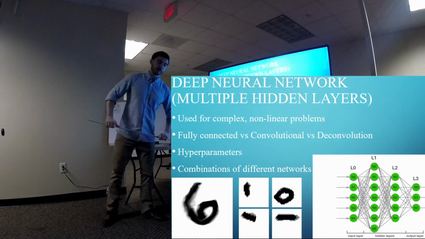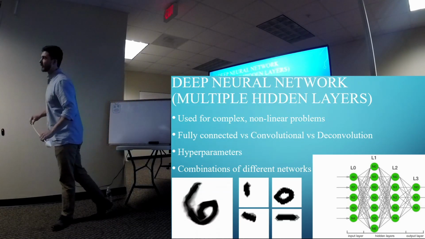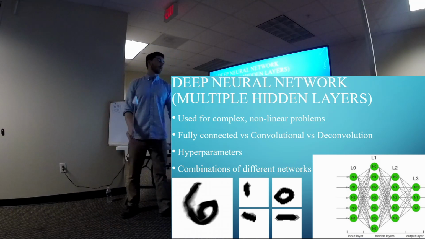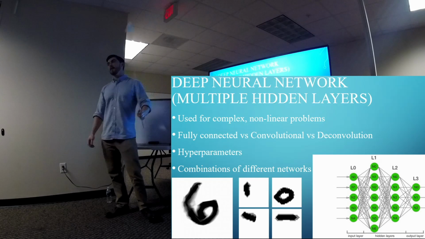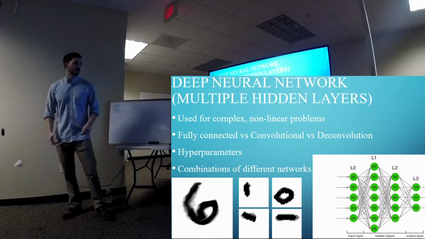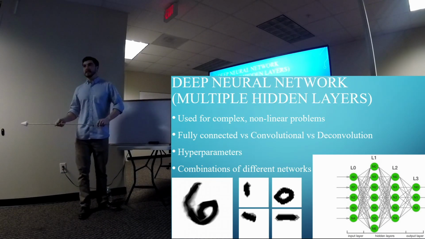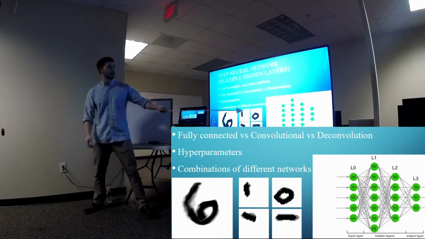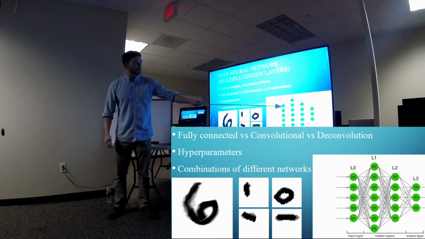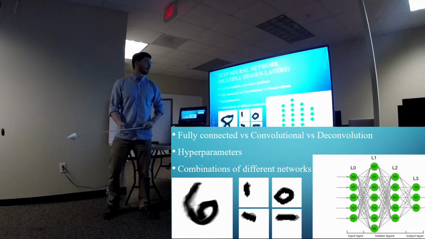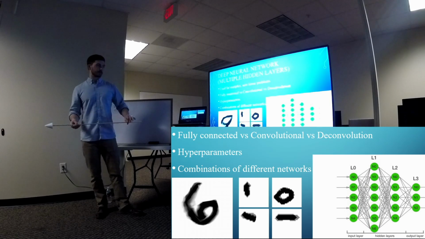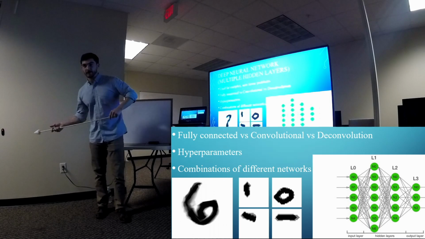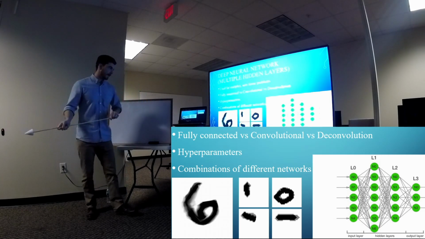All right, deep neural networks. Whenever anyone says deep learning or deep neural network, all they mean is there are multiple hidden layers. And multiple hidden layers are basically used for complex, non-linear problems. There are several different types of deep neural networks. Fully connected, which is what we've gone through already, where every node in the previous layer is connected to every node in the next layer. And there's convolutional, which we'll go over in a minute, and also you can apply deconvolution. There's also something called a recurrent neural network. We'll talk about that at the very end.